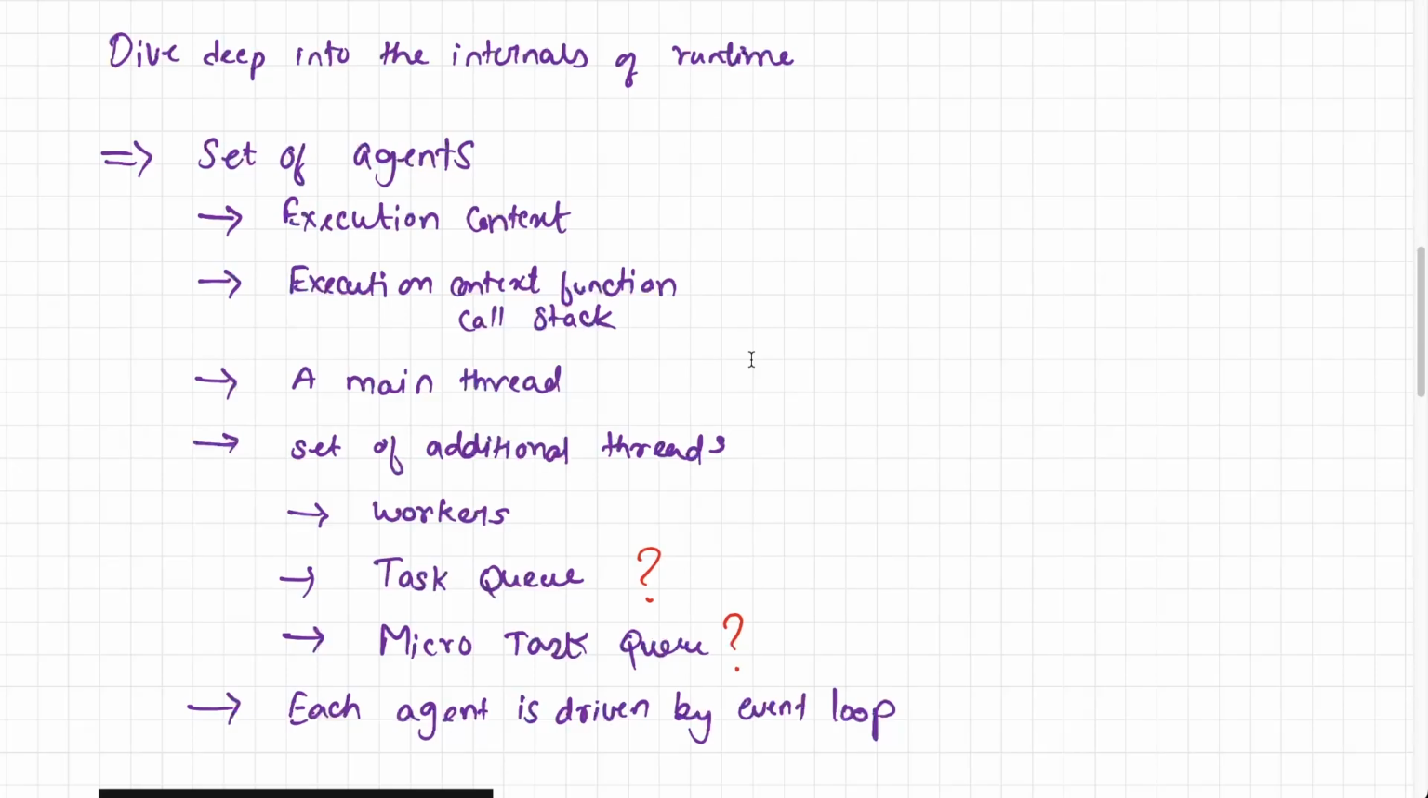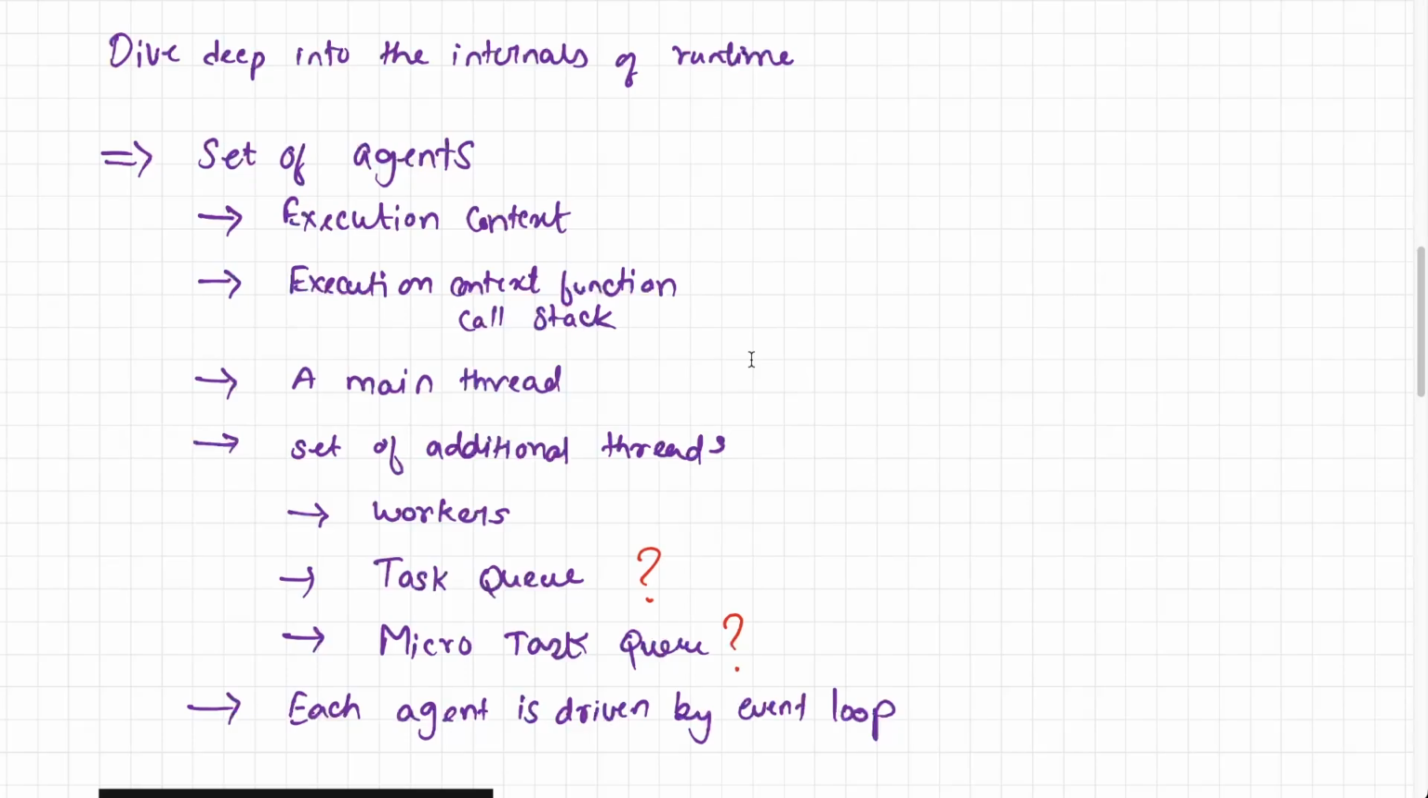The first one is execution context. Execution context is the context where the script runs. And what is the execution context function call stack? This is the context where our functions run or execute. Or we can say that in this execution context, the functions are stacked on top of each other while executing. The next one is the main thread.